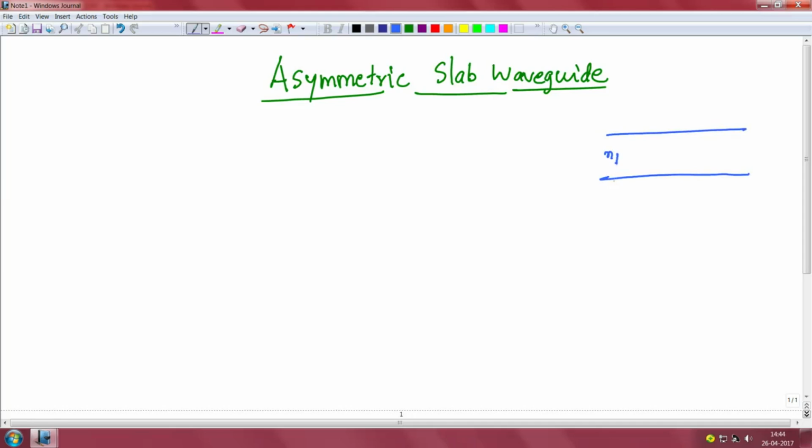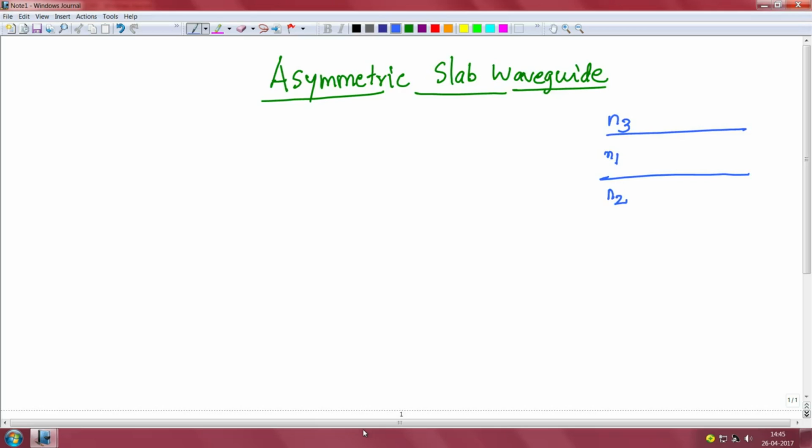In the cross section, N1 is the guide refractive index, N2 is the refractive index of the substrate, and the cover also has refractive index N2. In the case of the asymmetric slab waveguide, we have a configuration where the cover refractive index is different, N3. So, this also forms a very important waveguide in integrated optics.